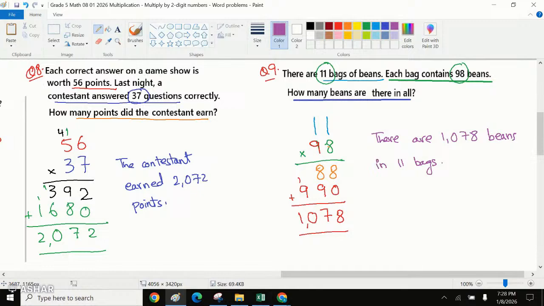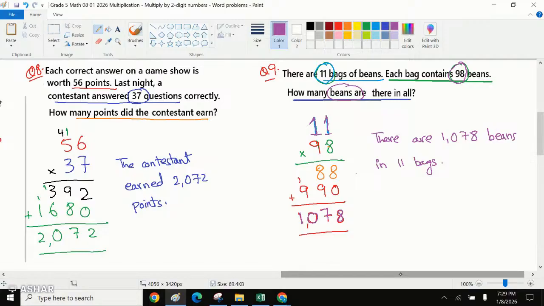Okay? What did you not understand, Aiken? There were 11 bags, right? Each bag had 98 beans. So we multiply 11 by 98. So we got 1078. And they were asking us how many beans there are. Okay. So there were 1078 beans in 11 bags. Okay.